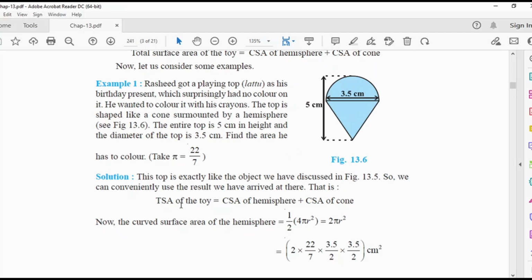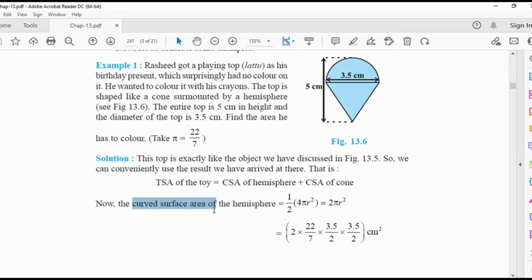Here in this case, total surface area of this toy will be curved surface area of hemisphere plus curved surface area of cone. So from the figure, you can find out the base radius and height. And from the given measurements, you can find out those areas, and taking the sum, you will get the area of this 3D figure. Now we can just discuss the solution.